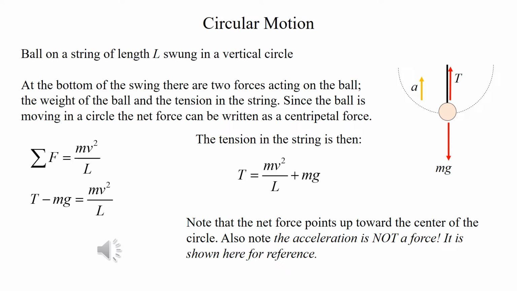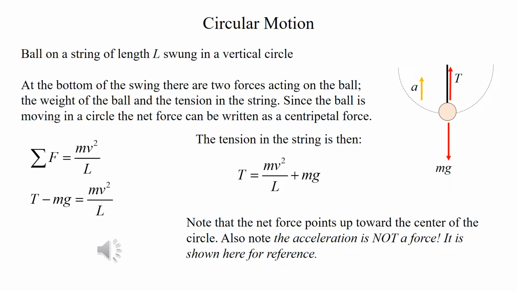All right, now let's look at motion in a vertical circle. So in this situation, I have a ball on a string and swinging it around in a vertical circle. So the diagram is shown to the right. And here we have a free body diagram when the ball is at the very bottom of the circle. So there are just two forces acting on the ball. The weight down, mg, and the tension in the string pulling upward.